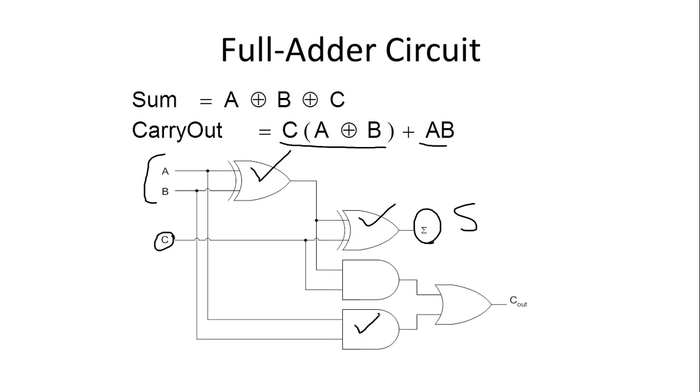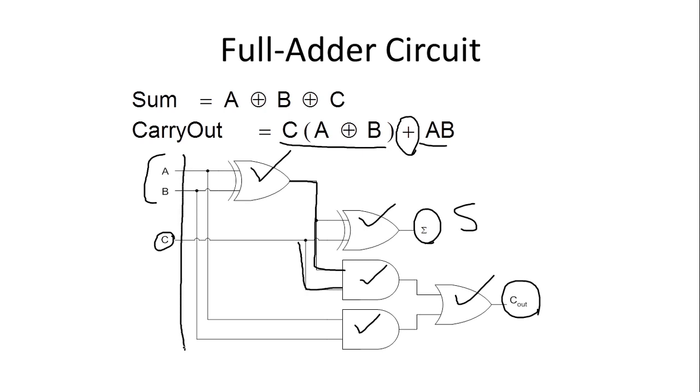So this AND gate computes A and B, and the other one computes C and A exclusive OR B. So A XOR B comes from this branch and C comes from this branch, and it computes C and A XOR B. And finally, for this OR gate, it implements an OR and C out is computed. So this is a simple circuit, uses few logic gates.